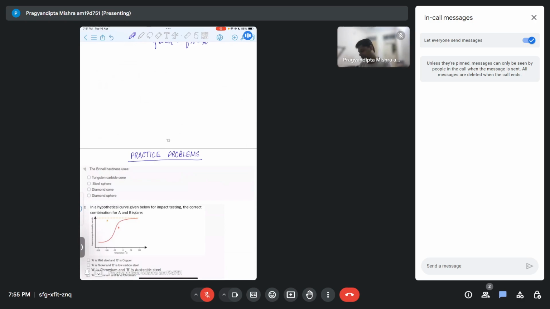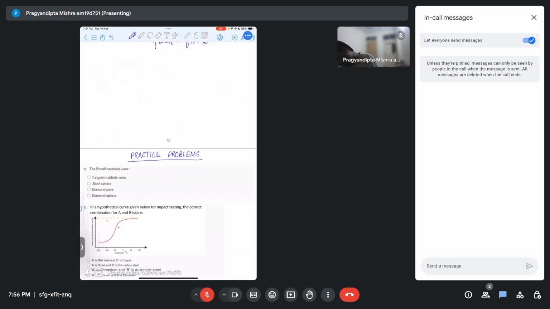Okay, so the next question is a problem. Find the Brinell hardness number if the load is 2000 kgf, indenter diameter is 1 centimeter, and diameter of indent impression is 0.2 centimeter. So they have asked us to find the Brinell hardness number for this particular case. Let's see.